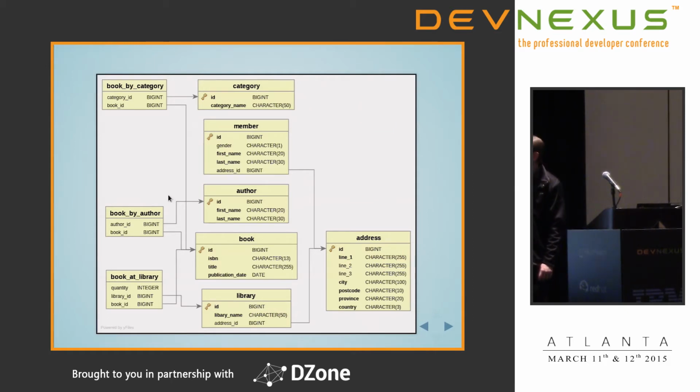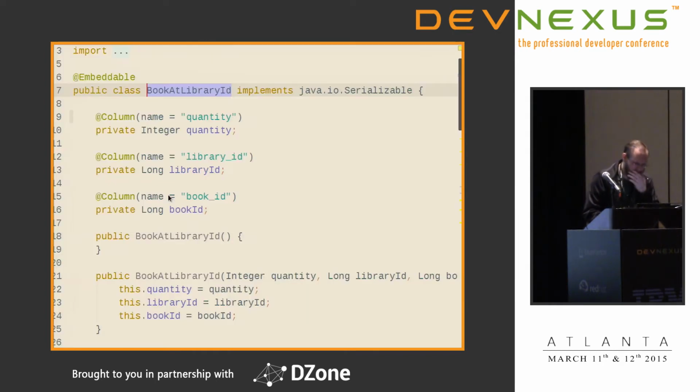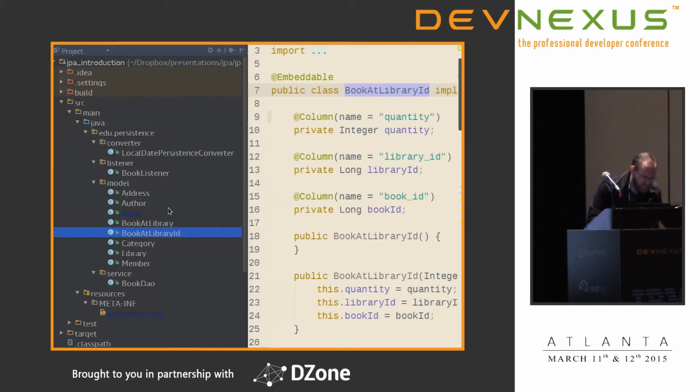But I have some extra data here in this table. Now the way that JPA says you have to do that is we have to model this entity itself and then create IDs and composite IDs that map up to things. So that's what we're doing here. We have the foreign key book ID, the foreign key library ID, and then we also have this quantity. Now I am saying that this book at library ID is an embeddable class. It doesn't have the entity on it at all, but it is embeddable. And then we go over here to book at library.